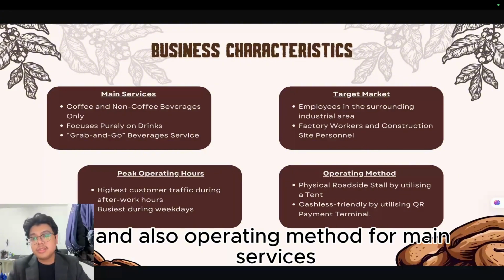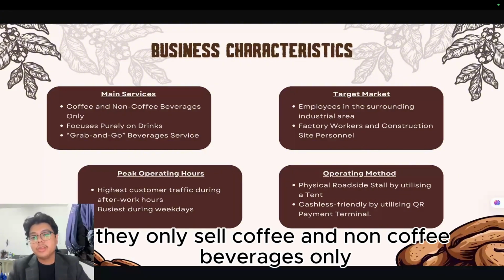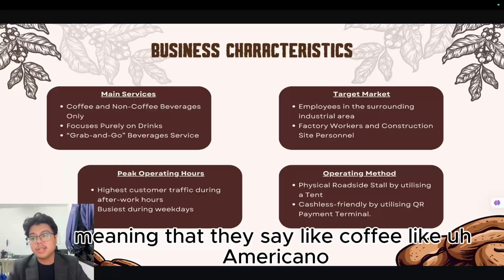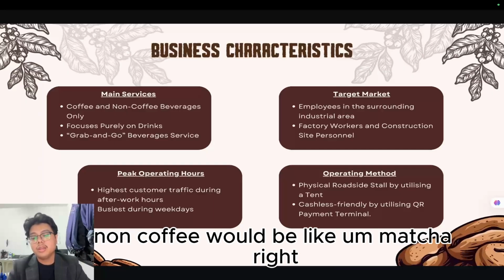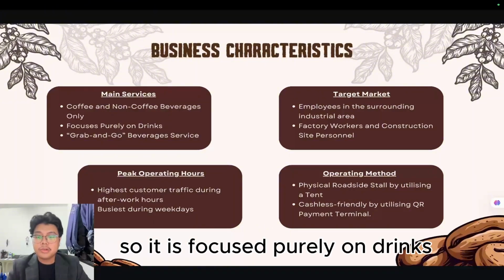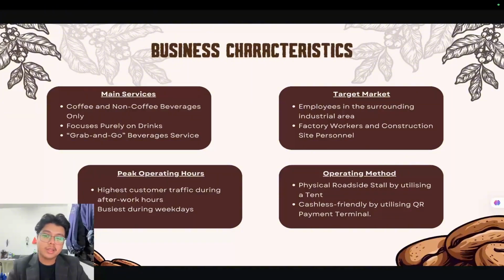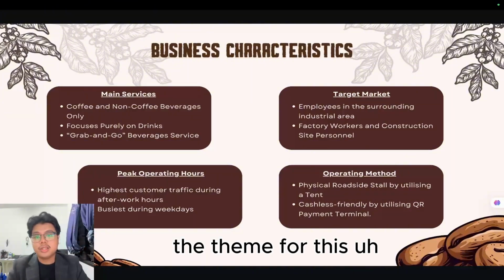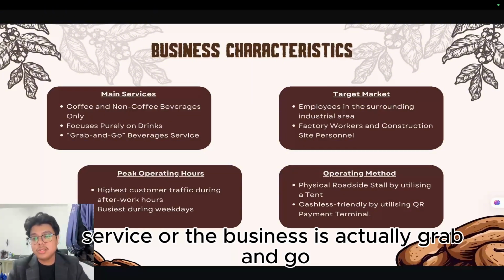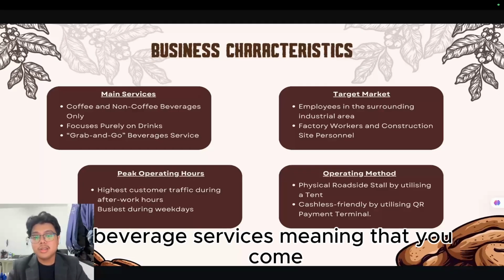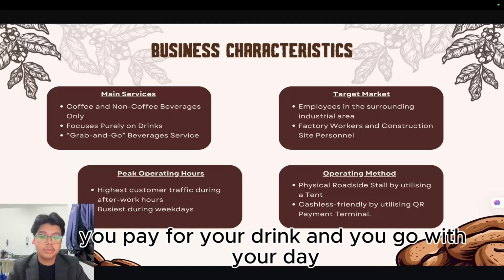For main services, they only sell coffee and non-coffee beverages, meaning coffee like Americano, and non-coffee like matcha. It is focused purely on drinks, meaning there is no food or anything other than drinks. The theme of the business is Grab and Go beverage services, meaning you come, you pay for your drink, and you go with your day.